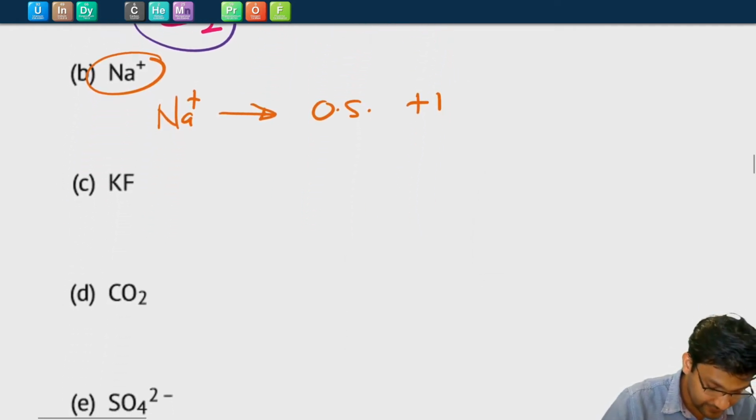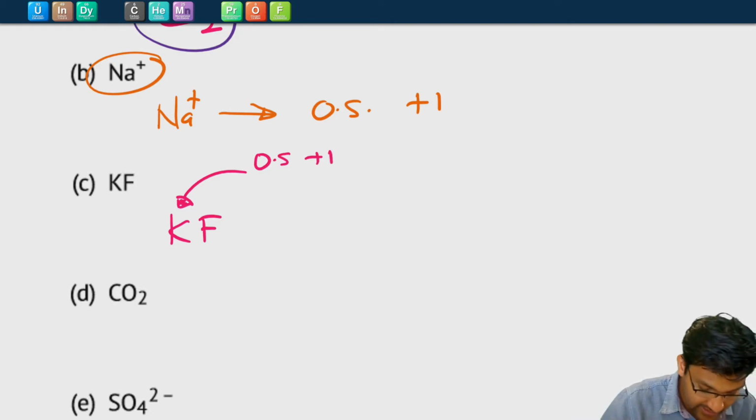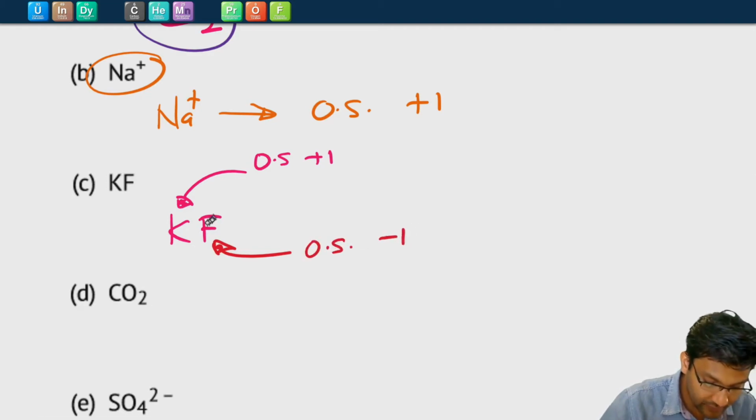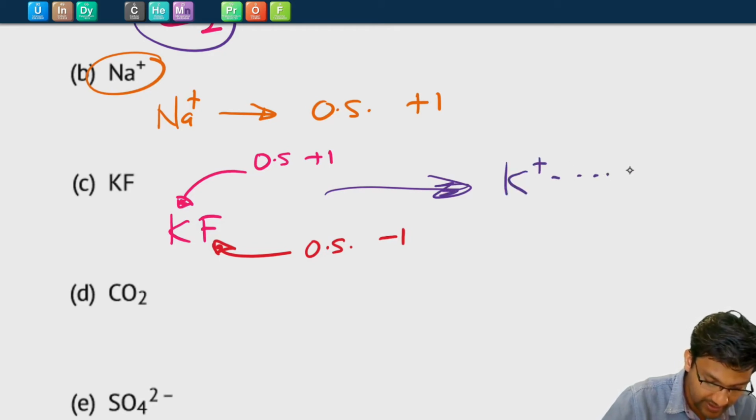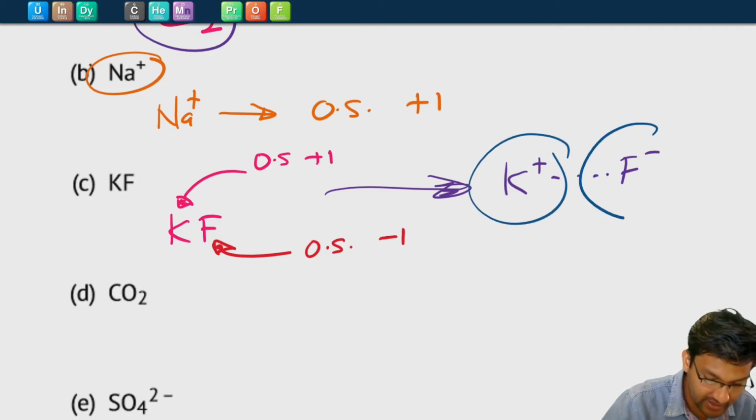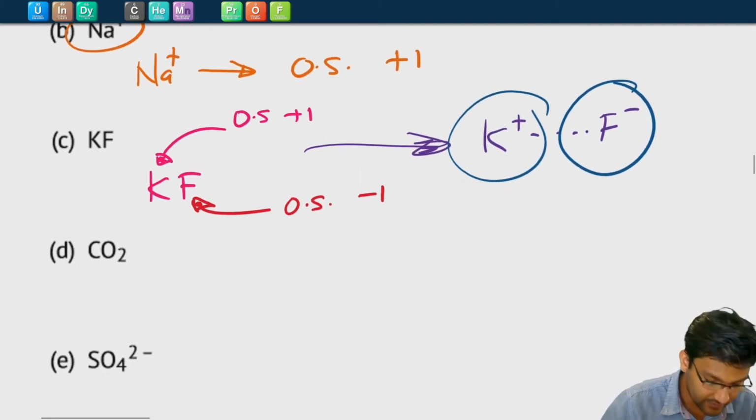Let's look at KF. In the rules in the table, we talked about how group 1A elements will have an oxidation state of +1. And also in that same table, we talked about how fluorine will always have an oxidation state of -1. In fact, potassium fluoride is an ionic compound that exists as K+ and F-, so it's really not a covalent compound. The oxidation states are already the charges of those atoms.